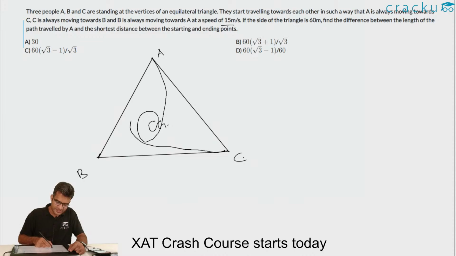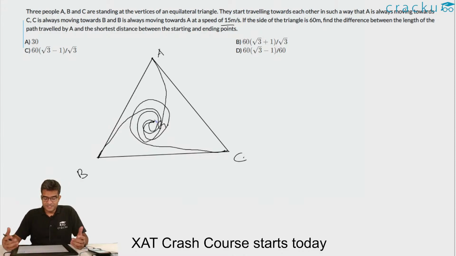Similarly, C also will follow a similar path. He will be going like this, like this, like this, and finally he will converge at G. B also will start off on the line AB, but because A himself is coming inside the triangle, B also will continue to come inside the triangle, and he will also keep coming, and finally all of them will meet at G. Now, what is the total distance traveled by A? That seems complicated, but it is not complicated.